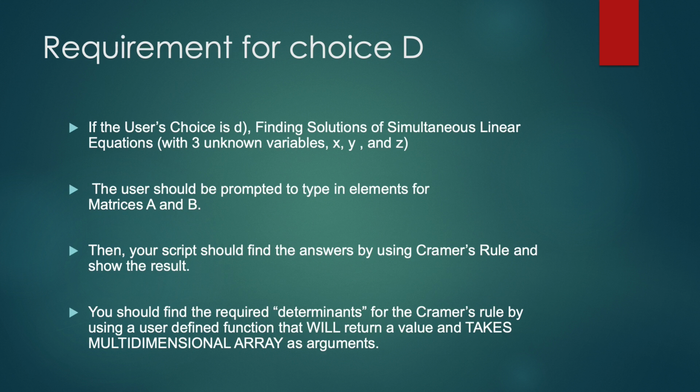The requirements for choice D is that we have to find the solution of simultaneous linear equations for the unknown variables of x, y, and z. The user is prompted to type in the elements for both of the matrices. The script will find the answers by using Cramer's rule and show the result to the user terminal. We are required to find determinants for Cramer's rule by using the user-defined function that will return and take multiple dimensional array as arguments.